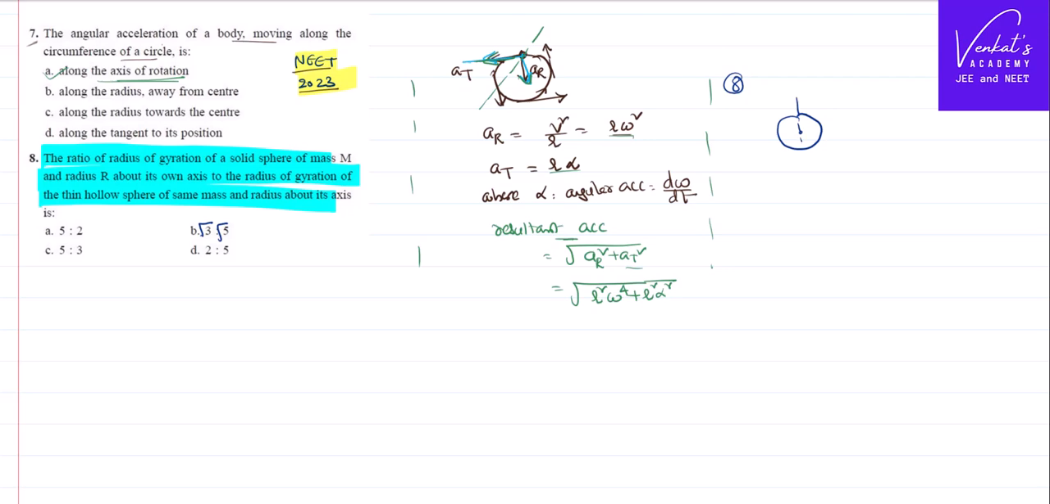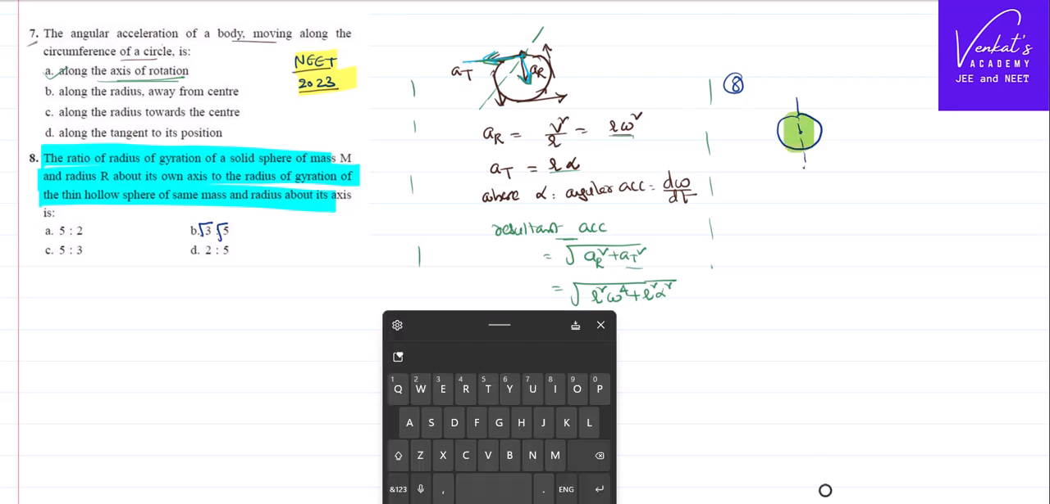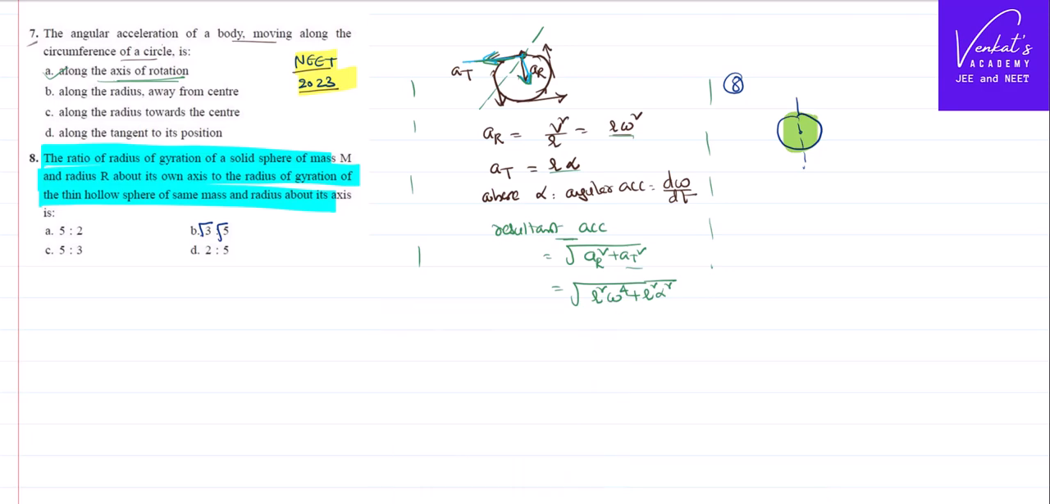So it's a solid sphere. Solid means it's not empty, it's filled inside with content, like a cricket ball, whose mass is m and radius is r. Moment of inertia of a solid sphere about its natural axis is 2 by 5 m r square. That can be equated to m k square to get the radius of gyration. From here, radius of gyration is root of 2 by 5 times r, right?